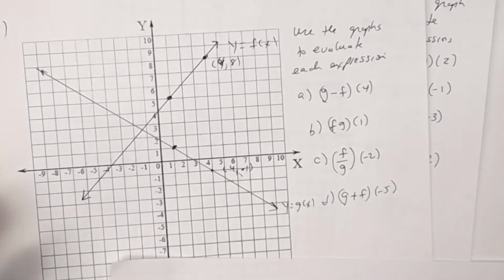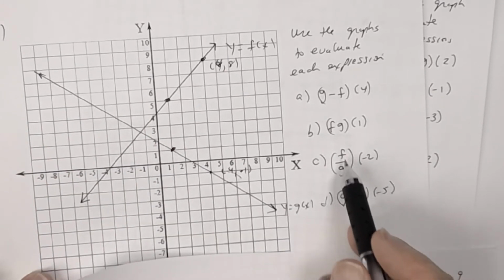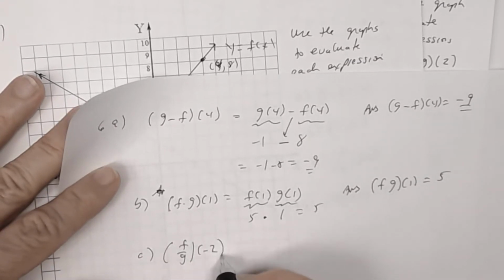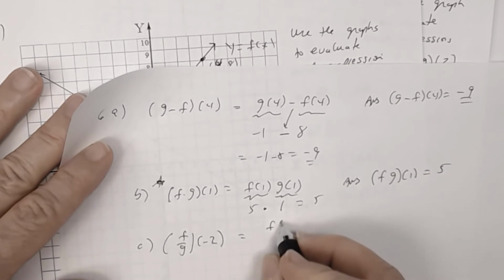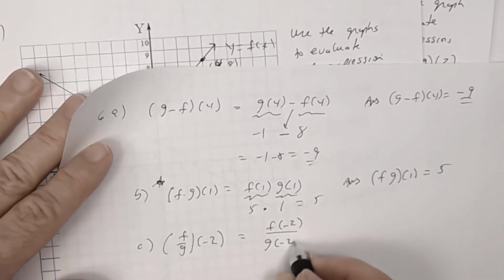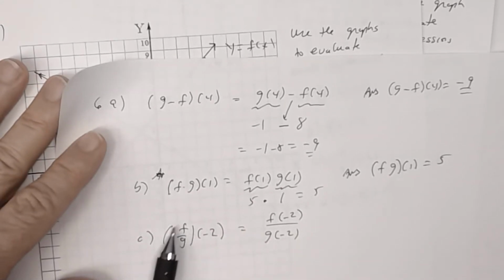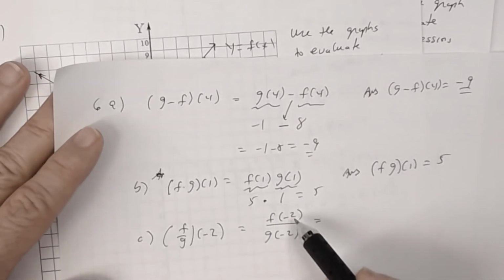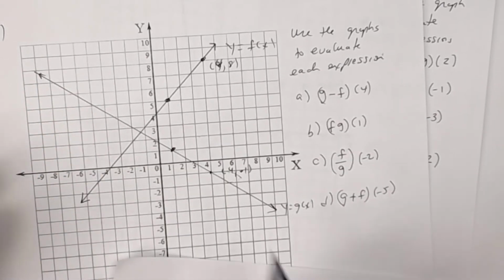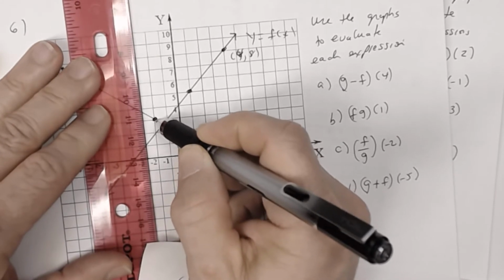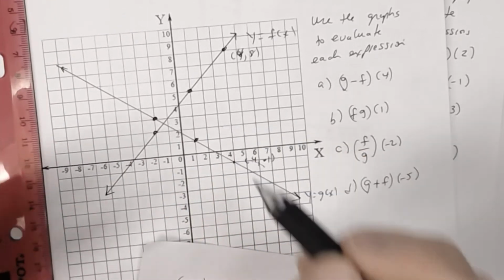is 5. Okay? C. So C, you want to find the quotient of the functions f and g at negative 2. So f divided by g at negative 2. Well, by definition, that means f of negative 2 divided by g of negative 2. Now remember, with subtraction and division, the order matters, so you got to put this in the numerator. You got to look at the numerator first so you don't mess up. So this time I want to find the y values when x is negative 2. So here is where x is negative 2, right here. I'm going to darken those to help me.